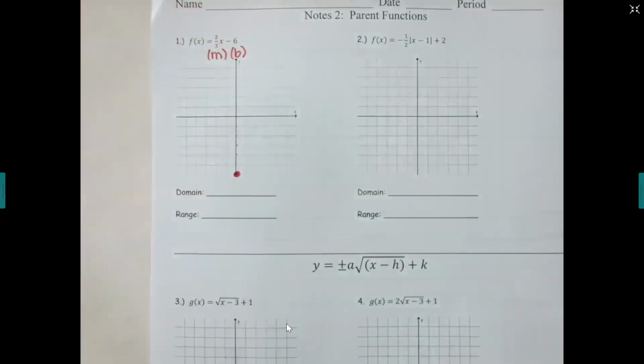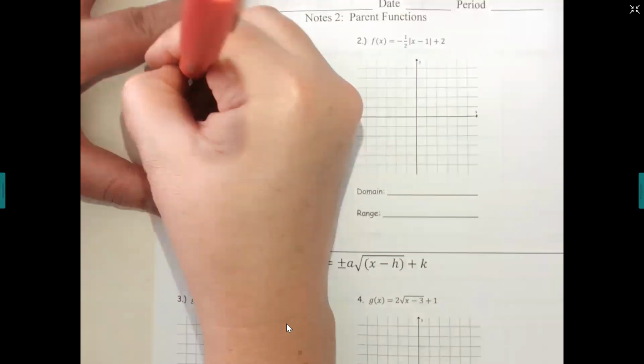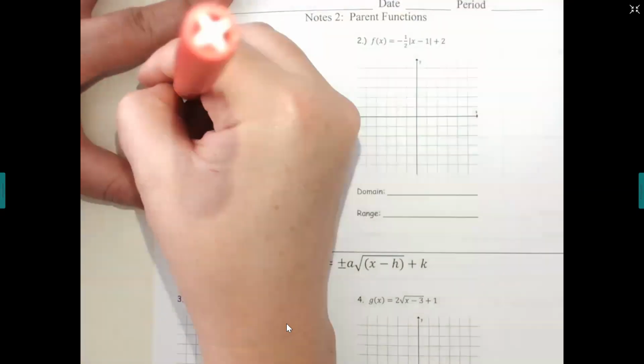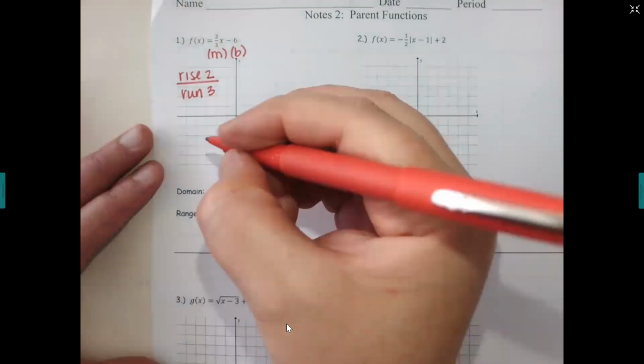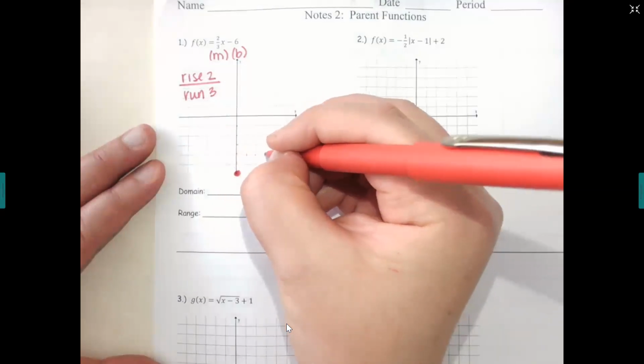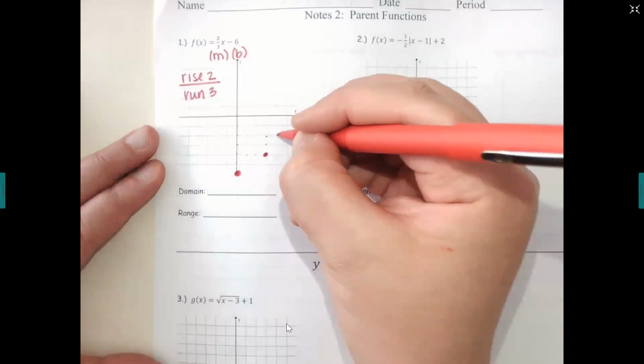Then from there, remember that the m tells you where to move to get to the next point. Okay, your m is a rise over run. So I'm gonna rise 2, then I'm gonna run 3. So starting at that bottom dot, you're gonna count up 2 over 1, 2, 3. Up 2 over 1, 2, 3.